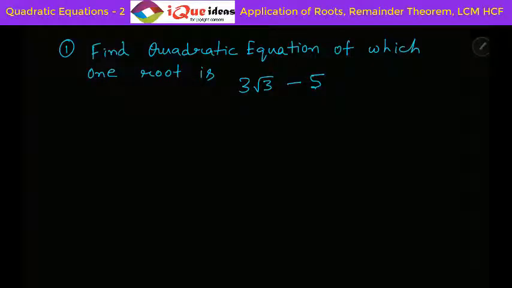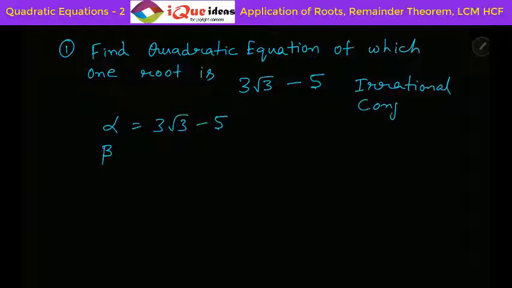Now let's take some more questions on this concept. Here is the first question. It says, find the quadratic equation of which one root is 3 root 3 minus 5. So let's say one root is alpha, that is 3 root 3 minus 5. That means the other root, beta, we know that it is an irrational root. Now irrational roots are always in conjugate pairs.